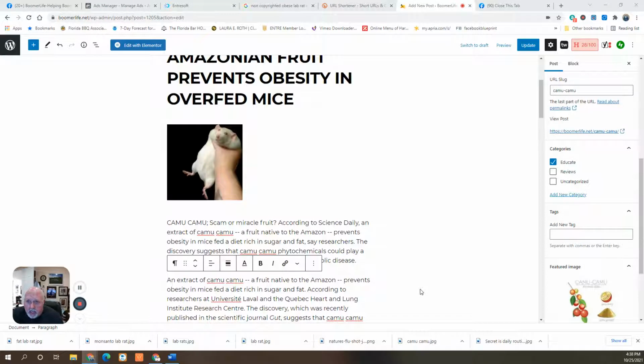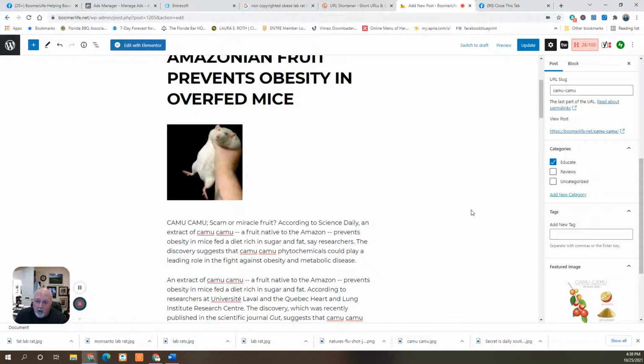And allegedly, it prevents obesity in overfed mice. So, according to Science Daily, which I believe is an objective paper, an extract of Camu Camu, which is a fruit native to the Amazon, does prevent obesity in mice fed a diet rich in sugar and fat. The discovery suggests that Camu Camu photochemicals could play a leading role in the fight against obesity and metabolic disease. An extract of it prevents obesity in mice.